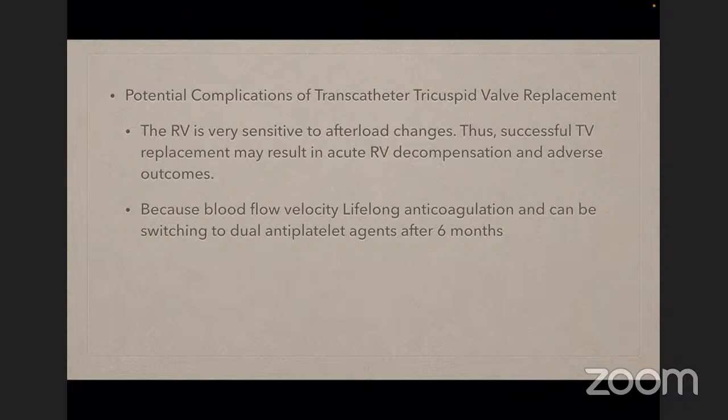Potential complications of transcatheter tricuspid valve replacement. When the tricuspid valve regurgitation is completely resolved, an acute increase in afterload on the right ventricle may lead to worsening of right heart failure. The second complication is lifelong anticoagulant use due to high risk of valvular thrombus formation because of low blood velocity in the right ventricle, and it can be switched to dual antiplatelets after 6 months.